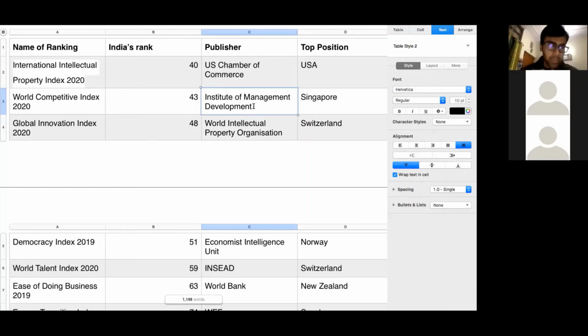Singapore. This ranking takes care of how competitive a country is in terms of its business climate and investment climate. That is, how competitive the different industrial or business sectors of a country's economy are as a whole. If a foreign investor or a foreign company wants to invest in India, which sectors should they look at? Or overall, where India stands vis-a-vis other countries. So India's rank was 43.